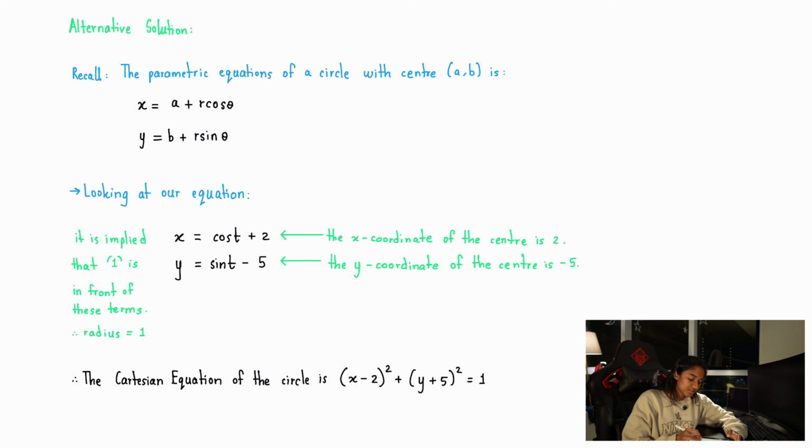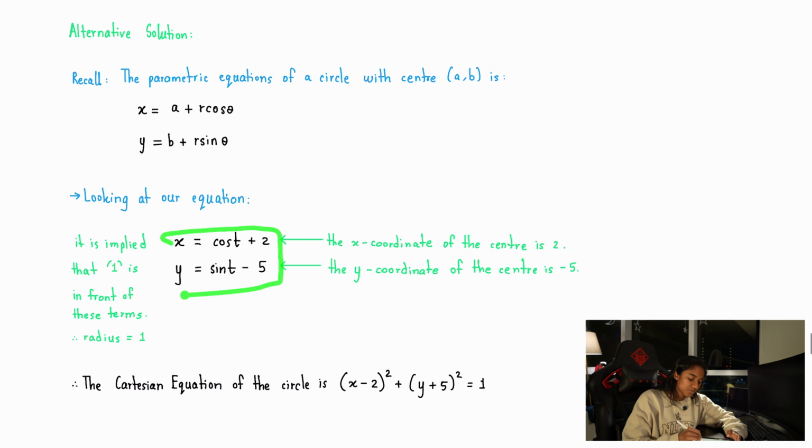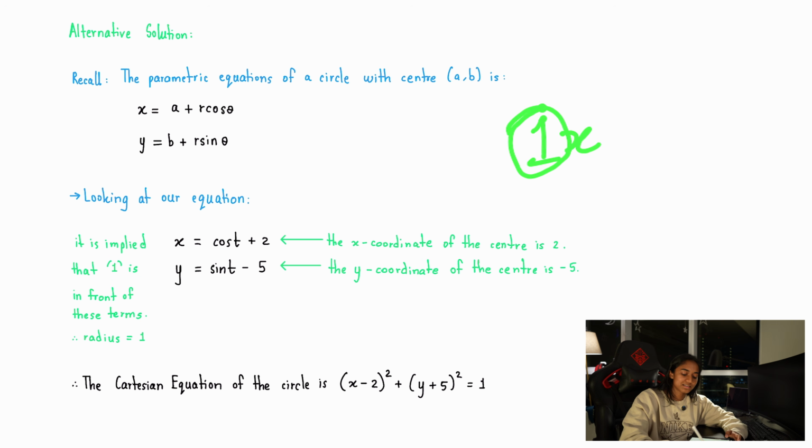Looking at our equation, it is implied that 1 is in front of both of these terms. Remember, I mentioned that earlier in the video. If there's nothing in front of a variable, it just means that there's a 1 there. It just means 1 multiplied by that variable. It means itself, right?